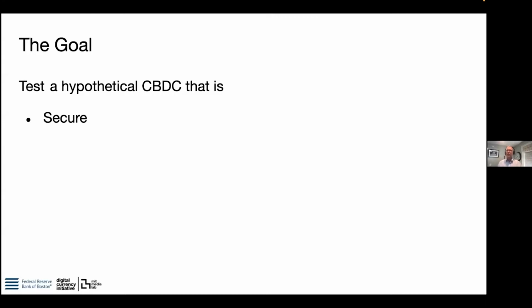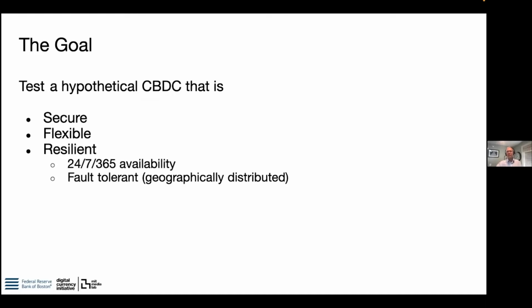That's pretty nuanced, I suppose, but generally we want it to be secure. It needs to be flexible. This is an architecture that needs to be able to test a wide variety of things. So that was key. Needs to be resilient. It's got to be able to handle failure as the norm in the machines that implement it. It pretty much means fault tolerant geographically and up all the time.